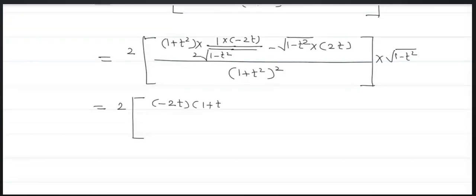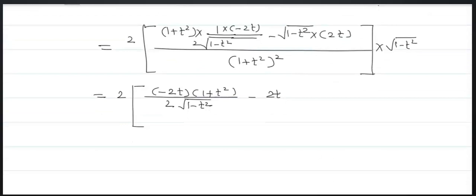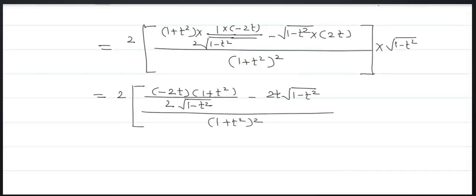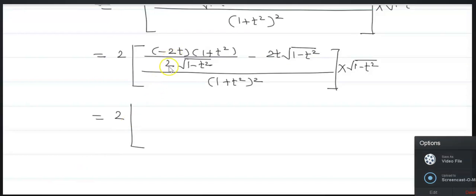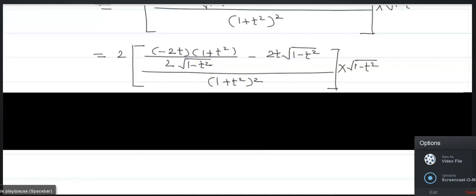minus 2t (1 plus t²) upon 2 times root of (1 minus t²), minus 2t into (1 minus t²), this whole divided by (1 plus t²) whole square into root of (1 minus t²), that is equals to 2 in bracket. Now what's happening here? This 2, 2 will get cancelled. Then you will get minus t into (1 plus t²) upon root of this. And then simplify this. Taking the LCM, you will get the answer.